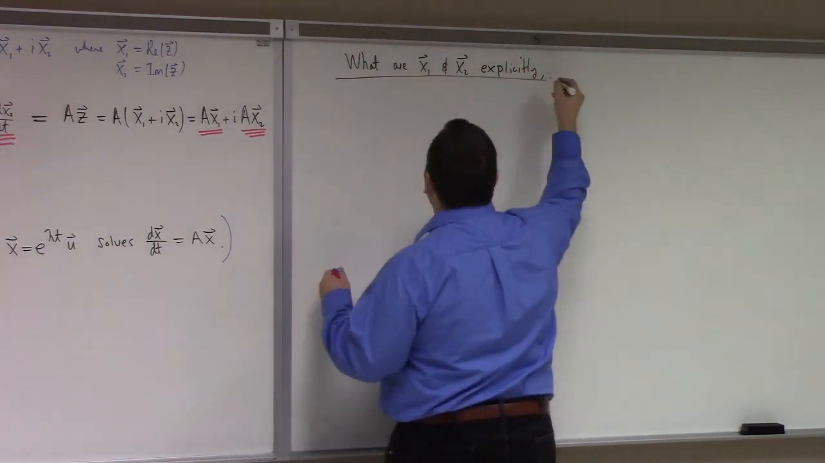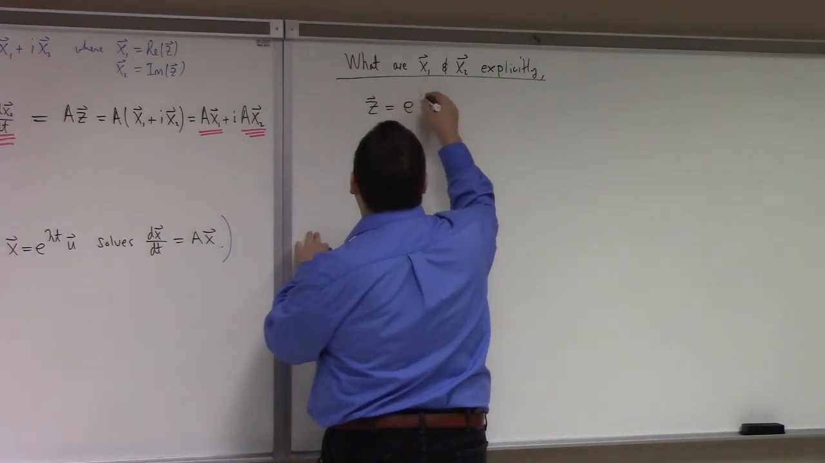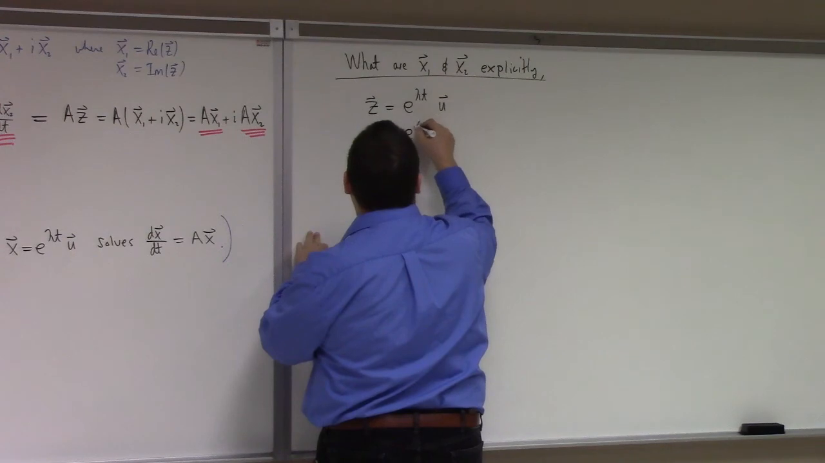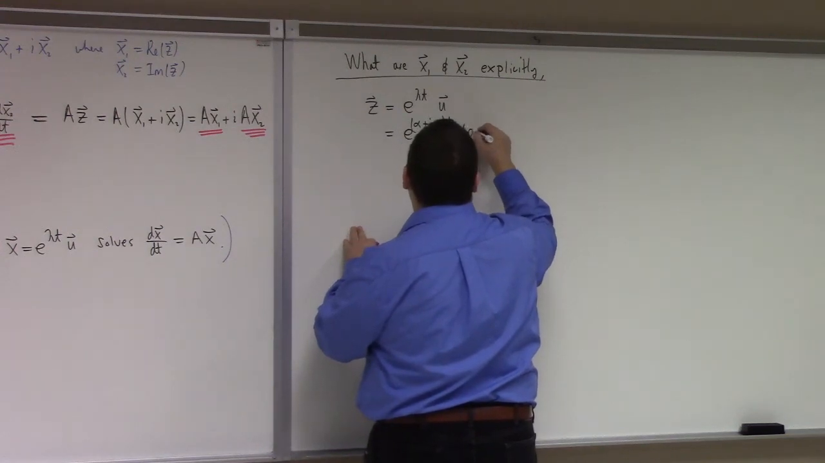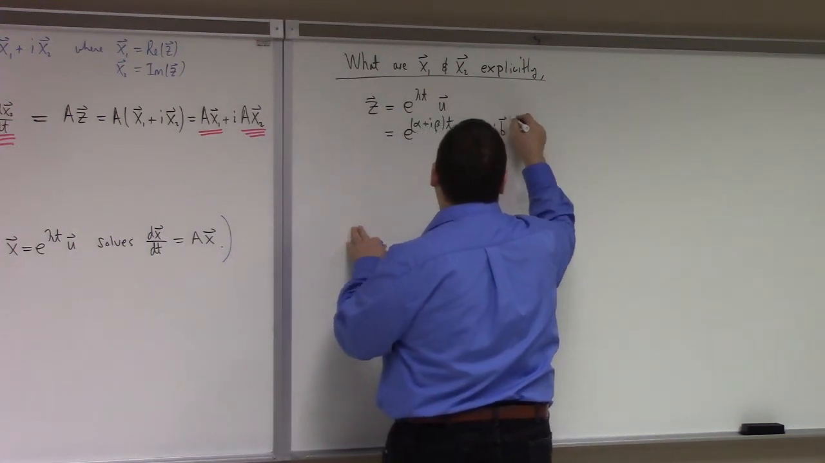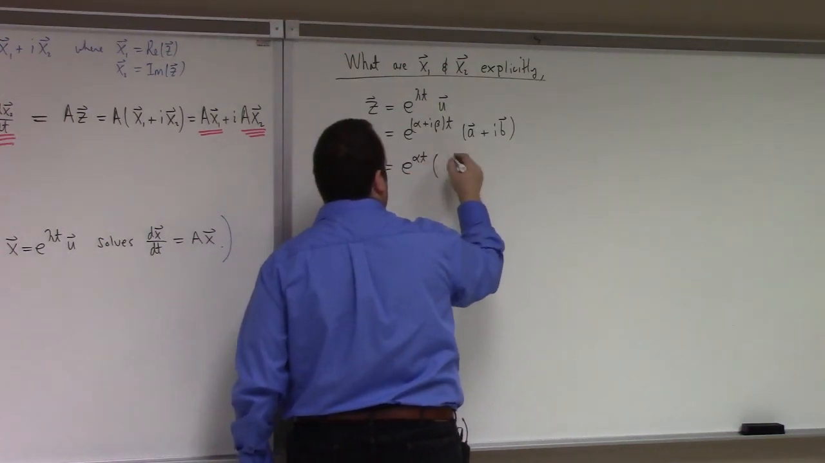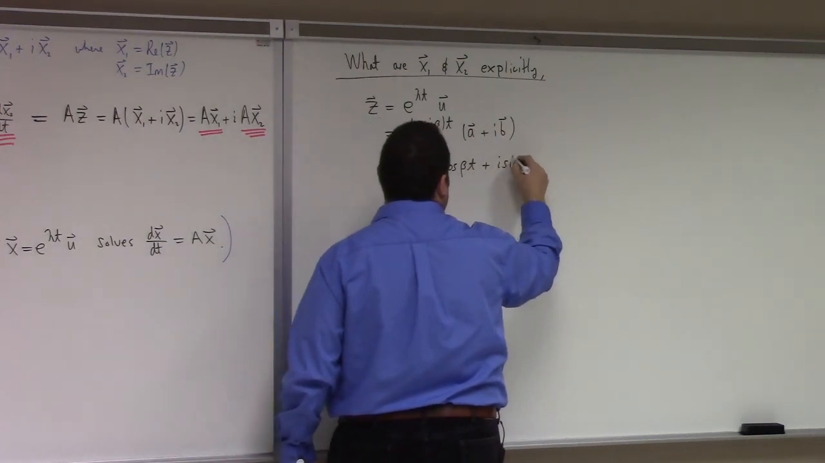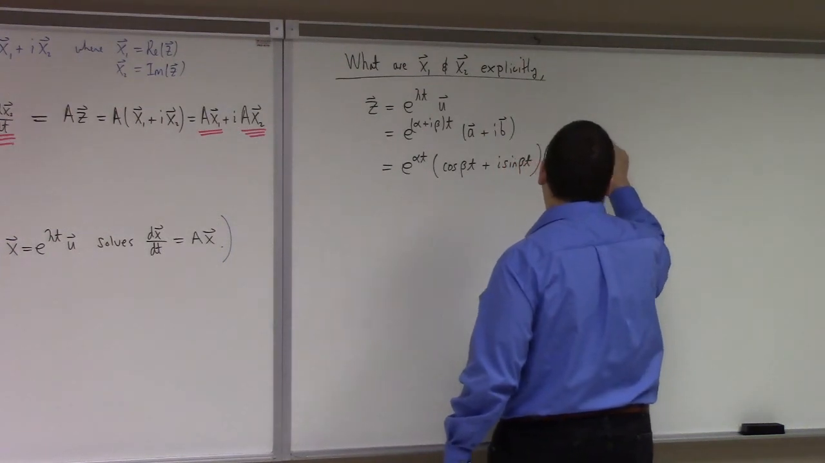What are x1 and x2 explicitly? So we have z equals e to the lambda t u, right? Let's expand on that, though. That's e to the alpha plus i beta t times a plus ib, right? Which is e to the alpha t times cosine beta t plus i times the sine of beta t, times a plus ib.